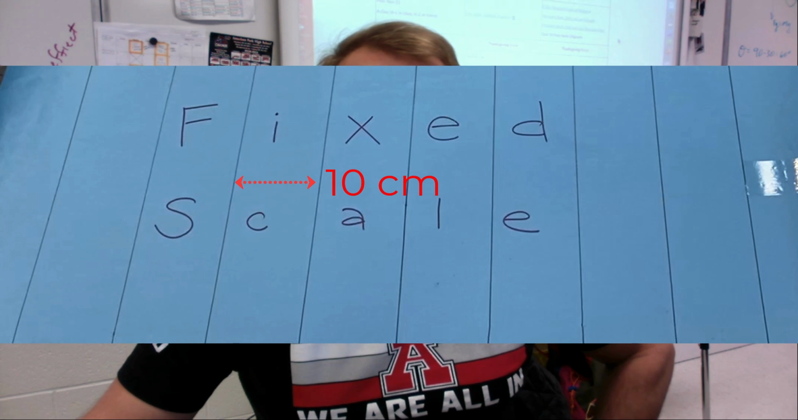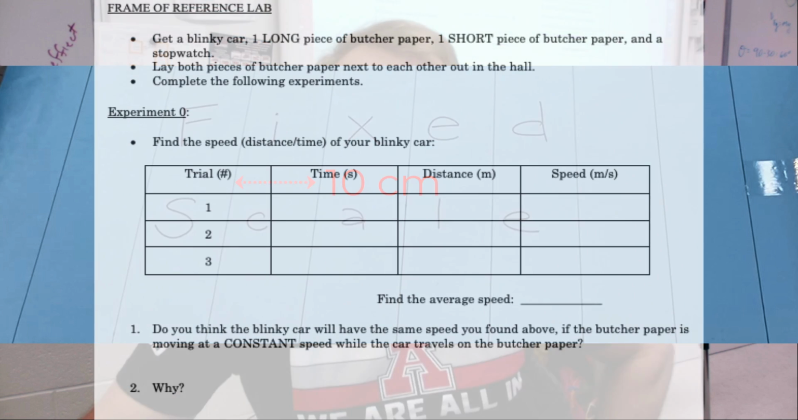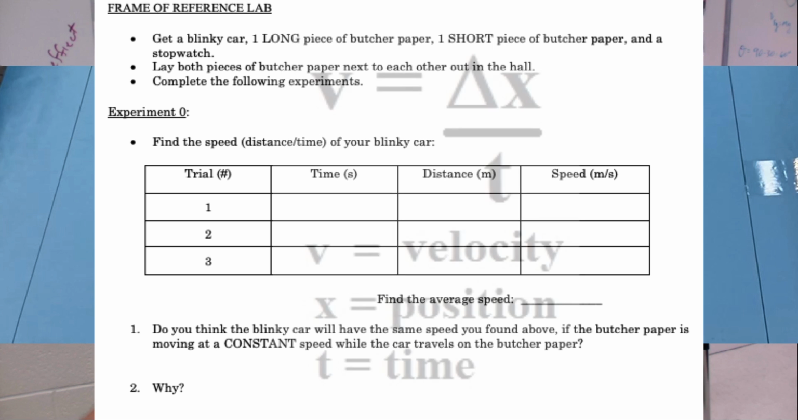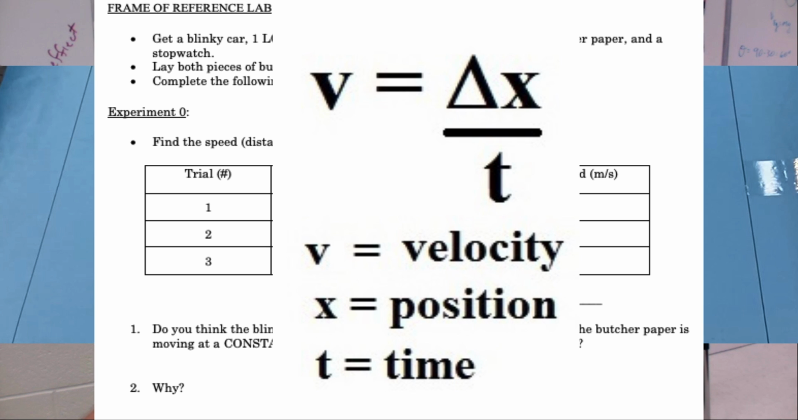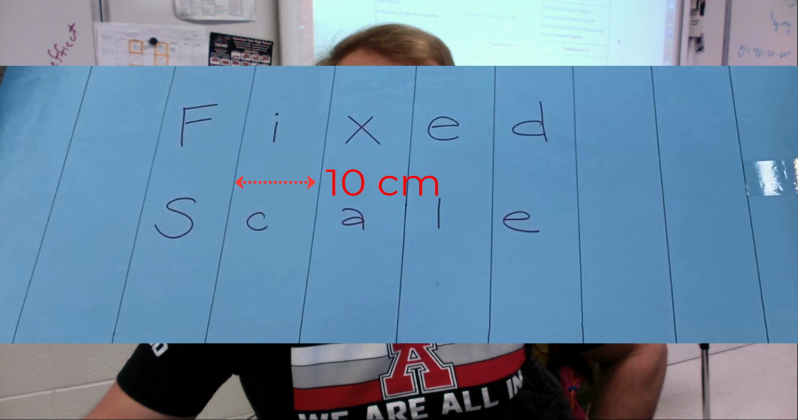One of the things that I need to mention is the scale. The lines on the butcher paper that you're going to be using as a reference point are 10 centimeters apart. To find the velocity of your car on experiment 0, you need to put your car on the butcher paper and time it over a certain distance, because remember the formula: velocity is equal to change in position over time. I will put up a timer on the video, and then you have the lines as a reference point, and you should be able to make your calculations from there.